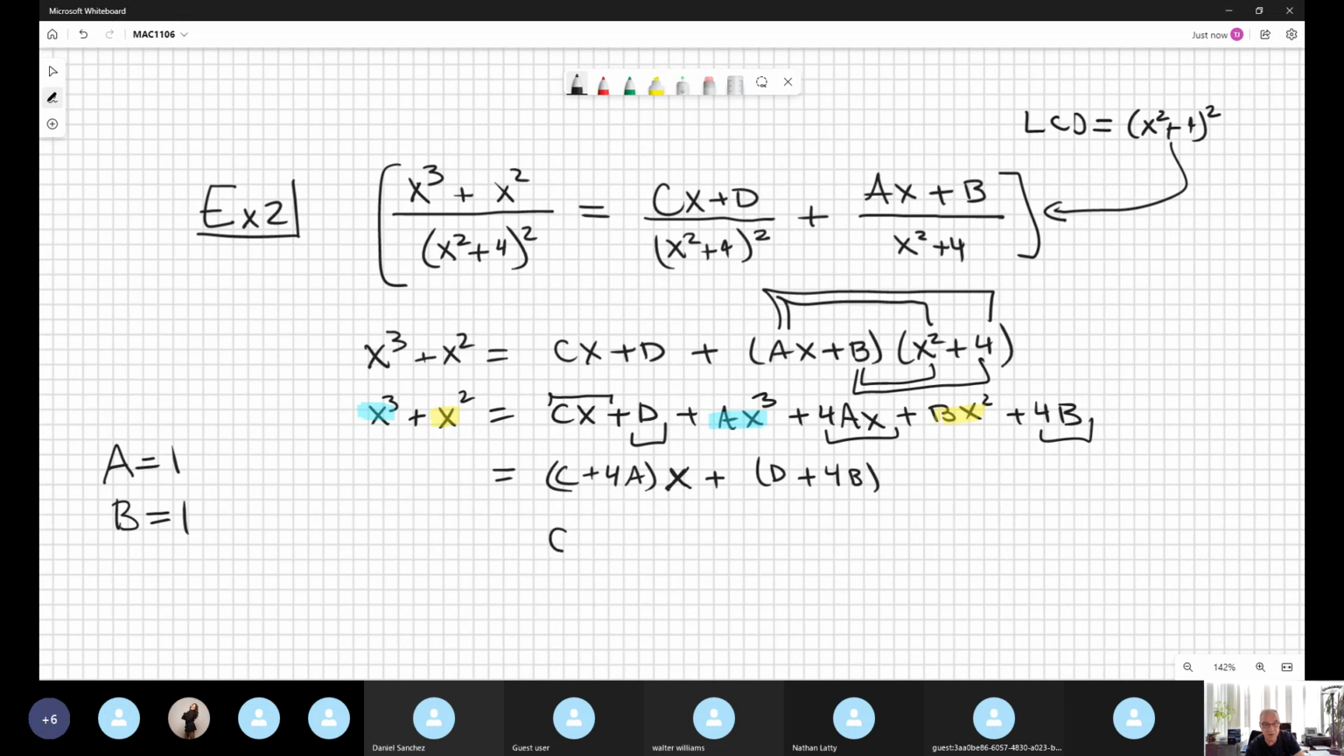Therefore, that coefficient, C plus 4A, is 0. And D plus 4B is 0. Okay, but it's easy because I know A and B. Substitution, C is equal 4 times 1 plus.